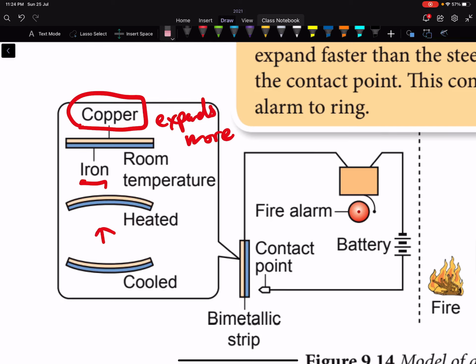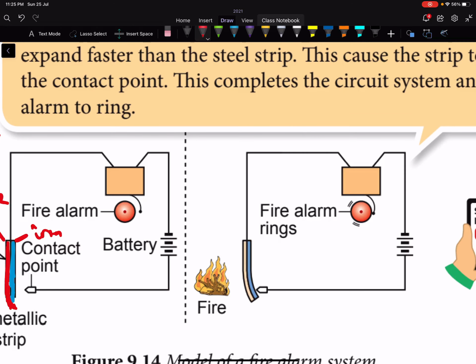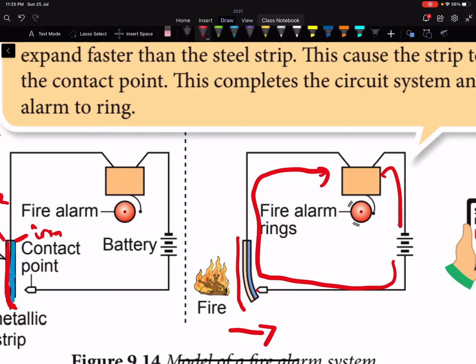So in this case, if copper and iron here, let's say if there's a fire, what will happen is this part will want to expand, but this part does not expand as fast. So we will get this metal expanding more, this one expanding less, so we'll end up with a bend. This strip will bend towards this side, and when it reaches here, the circuit is complete, so electricity is sent to the fire alarm and it'll ring.